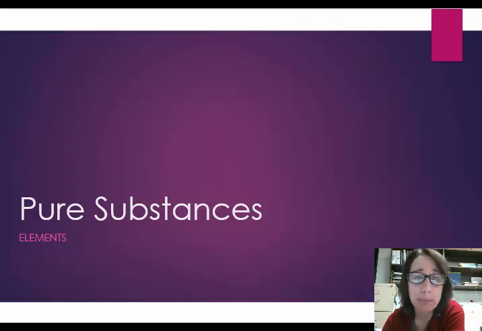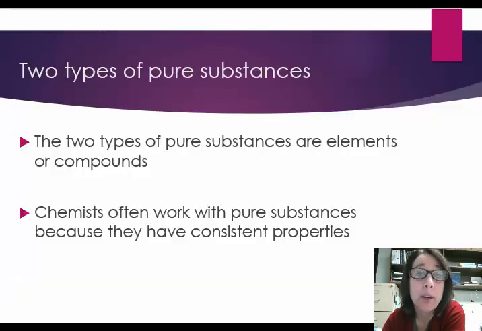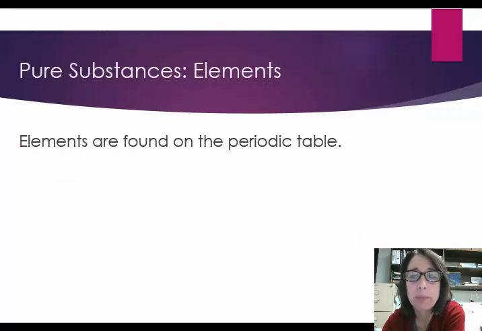Chemists study matter, and pure substances are a special type of matter. There are two types of pure substances, elements or compounds. Chemists often work with pure substances because they have consistent properties. We're going to talk about elements today.